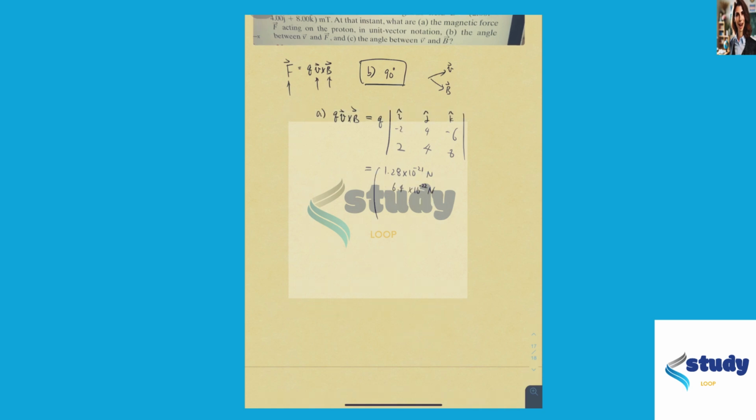After you're done carrying out this procedure, you will find that the force is 1.28 × 10^-21 newtons in the x-hat direction, and 6.4 × 10^-22 newtons in the y-hat direction, and 0 in the z-hat direction.